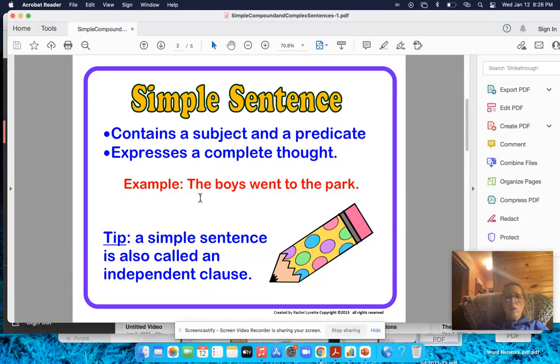Here's an example. The boys went to the park. The subject of this sentence is boys. The predicate is went to the park. A simple sentence is also called an independent clause. It's an independent clause because it can stand alone by itself independently. This sentence does not need any other details or any other words. It is a simple sentence.